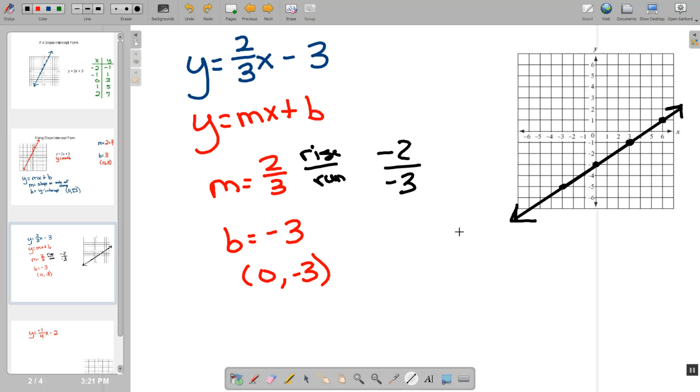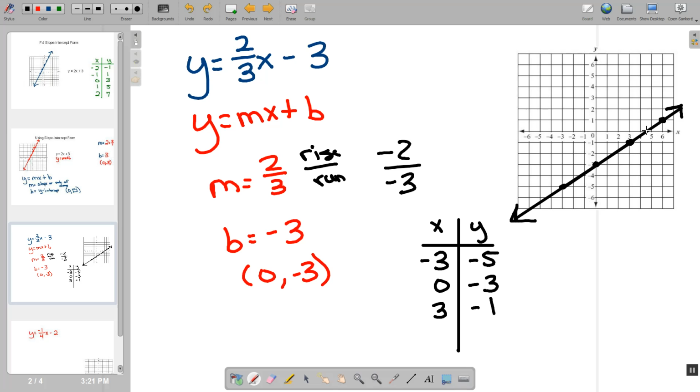Now, one of the things that I will sometimes ask you to do is after you made your line, I would ask you to make a table of values. Well, you can actually do it in reverse. I notice that I have negative 3, negative 5 is on my table. I have 0, negative 3 on my table. 3, negative 1, and 6, positive 1. And now I have a table of values from slope-intercept form, and it went so much faster than if I had to make the entire table.